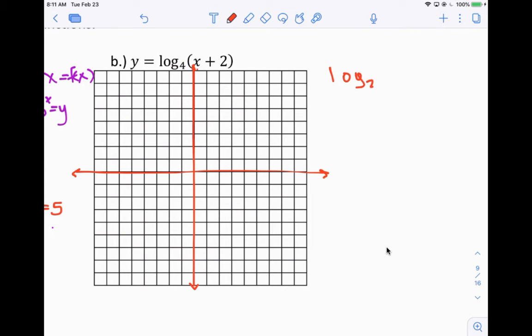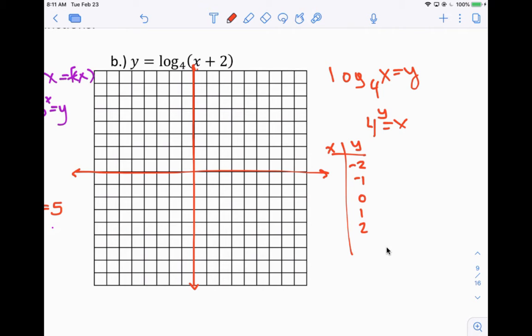Let's just graph log 4 of x. So what would that look like? That would look like 4 to the y is equal to x. I have not done this one before, so let's go ahead and make our table. -2, -1, 0, 1, 2.